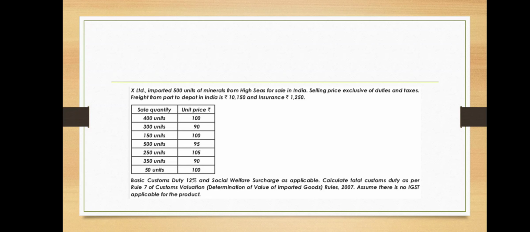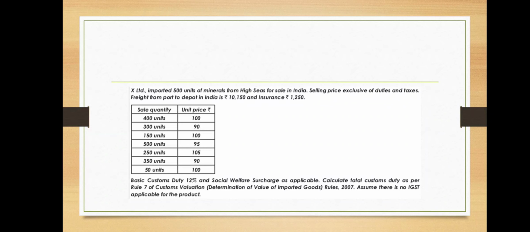So what they have given? This is the first shipment charges. Always I said that first shipment we need to deduct. So X Limited imported minerals from high seas. How much is the quantity? 500 units of goods. Then the selling price is exclusive of duties and taxes applicable. Freight is 10,150, insurance is 1,250. So what we need to do here, the greatest number also we need to take.